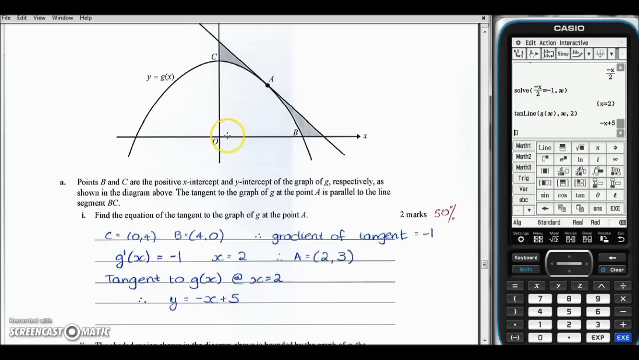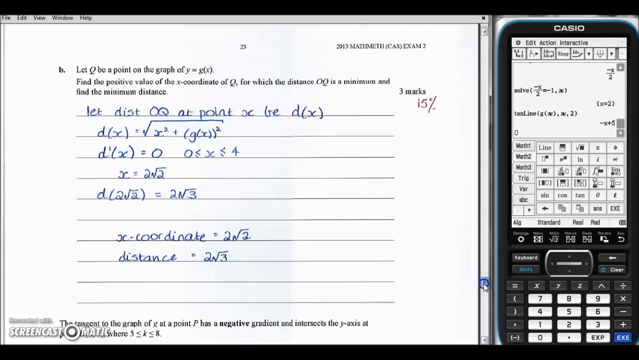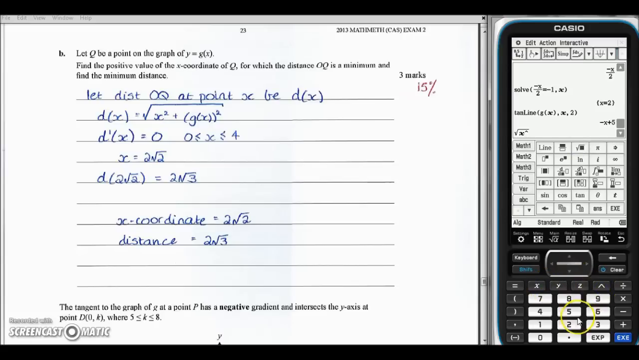So we just set up a formula for the distance, which you could just do using Pythagoras. So that distance squared is going to be that distance squared plus that distance squared. So that distance there is the y coordinate, which is 16 minus x squared on 4, and the x coordinate is going to be x. So the function for the distance is going to be the square root of x squared plus g of x squared. Okay, so we can type that into here and see what happens.